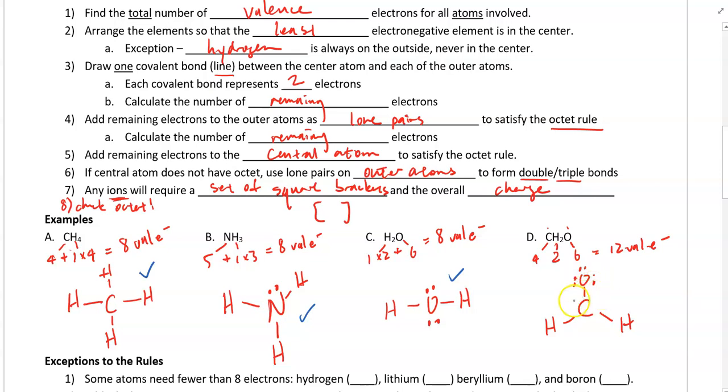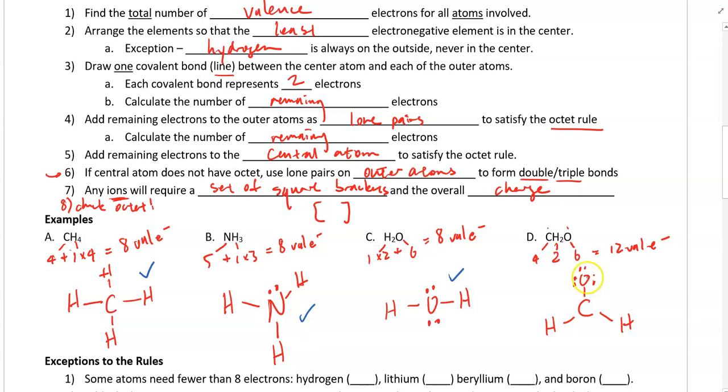What's the problem with carbon? Carbon only has 2, 4, 6 assigned to it, and of course it needs to have its octet rule satisfied to get 8. How do we do that? Let's look at number 6 right here. If the central atom does not have an octet, you use the lone pairs on an outer atom to form double or triple bonds as necessary.